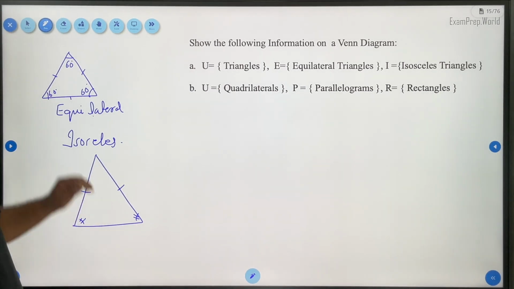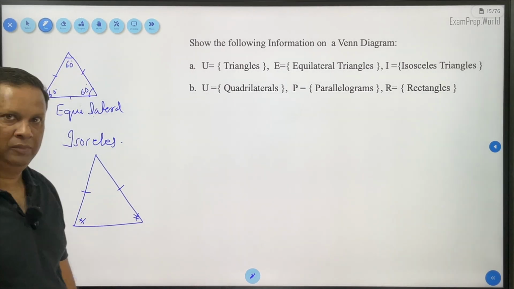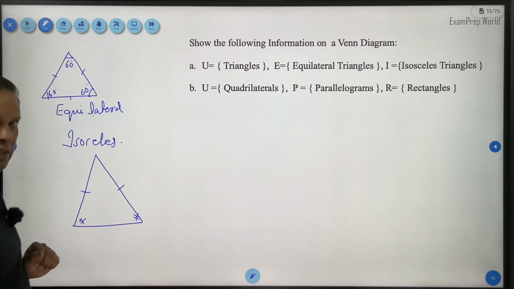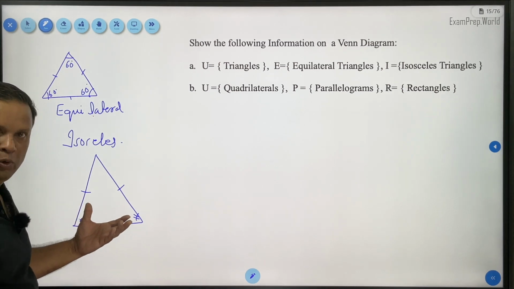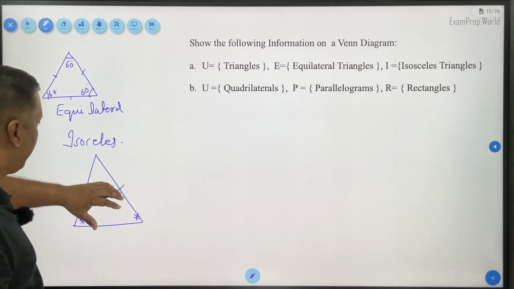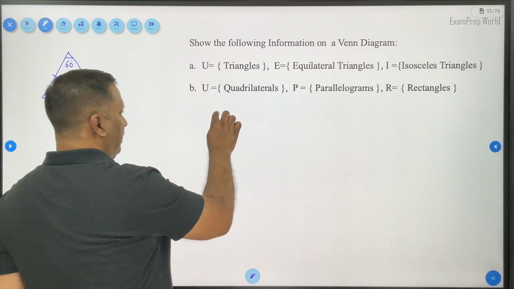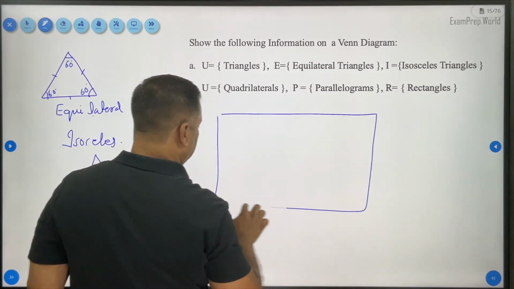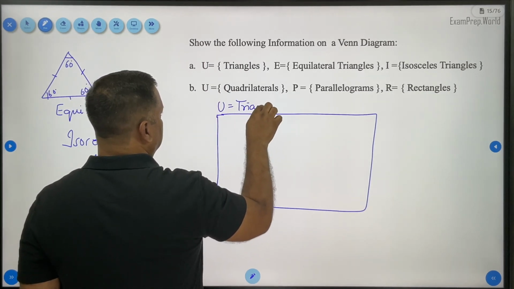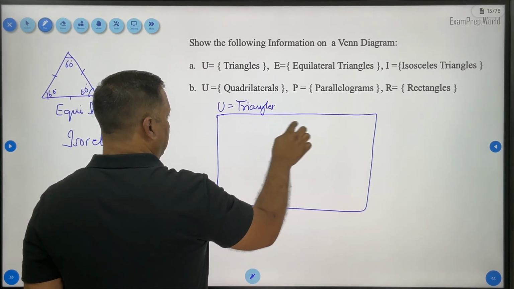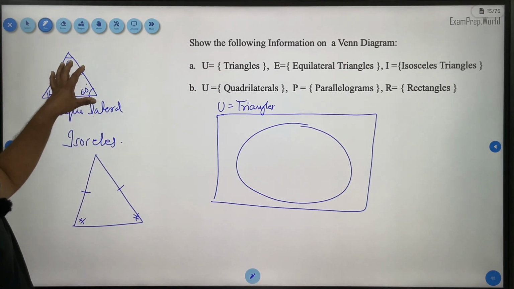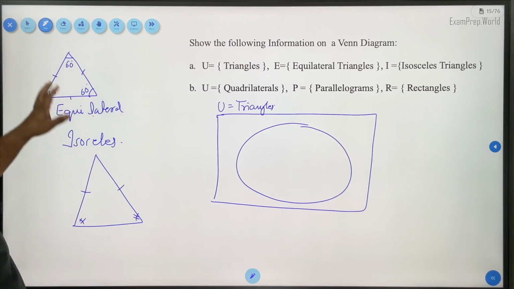Now, both are triangles only, right? So the universal set, they said, is triangles. All equilateral triangles and isosceles triangles are triangles? Yes. But not all isosceles triangles are equilateral triangles. So which is a subset? The universal set is all triangles. See, all isosceles are not equilateral, but all equilateral are definitely isosceles because two sides are equal.